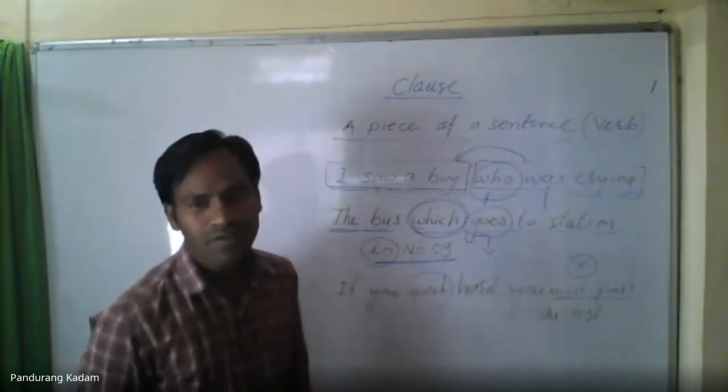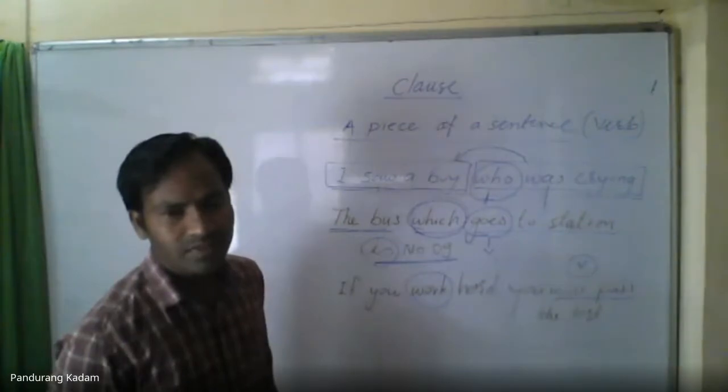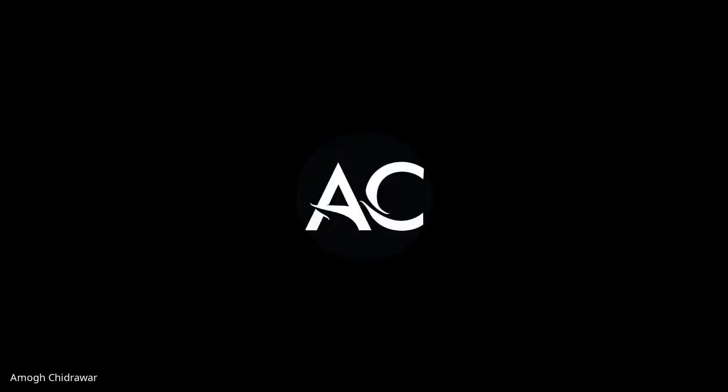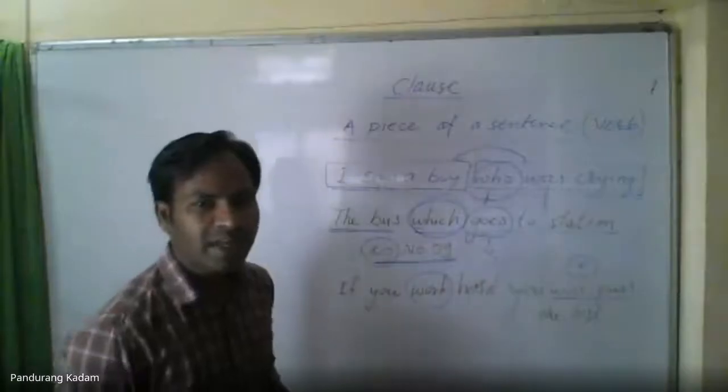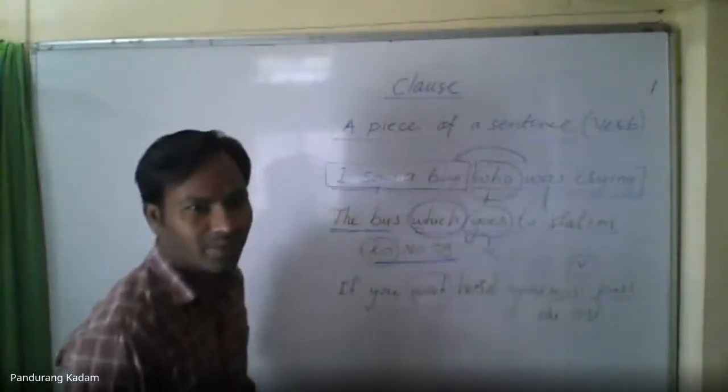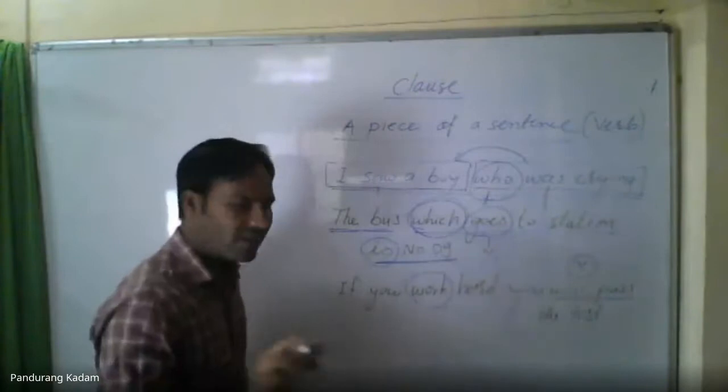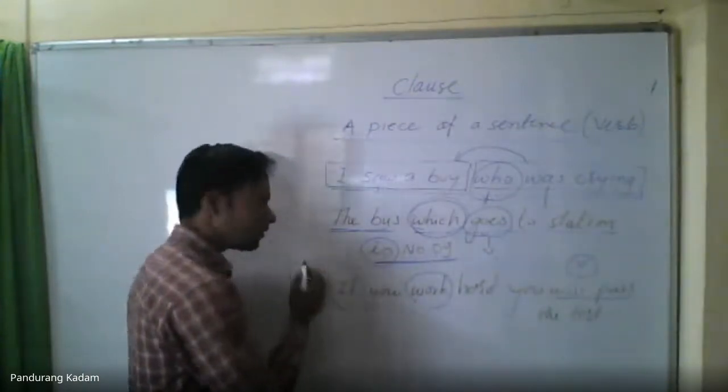So understood everyone, main clause and subordinate clause? Yes, sir. How can we identify a subordinate clause? It is dependent on the main clause, and it starts with a subordinating conjunction. Very good. A subordinate clause always starts with a subordinator.